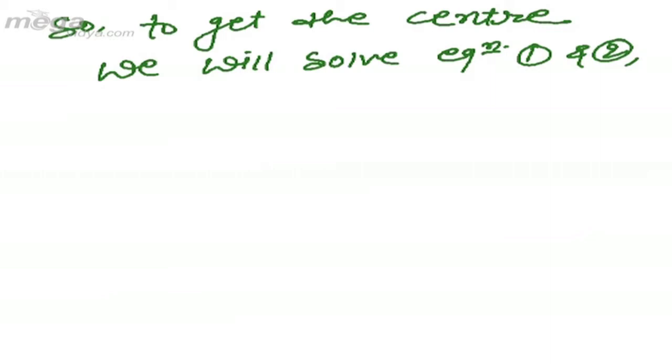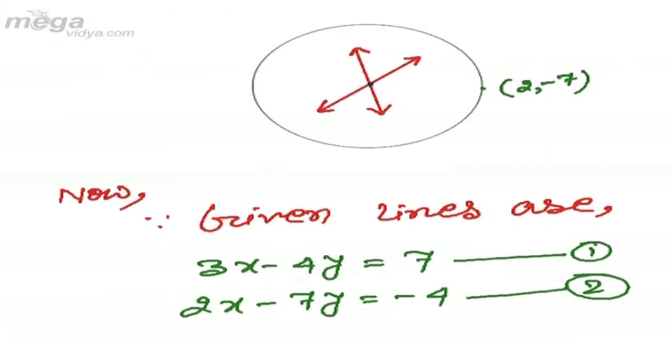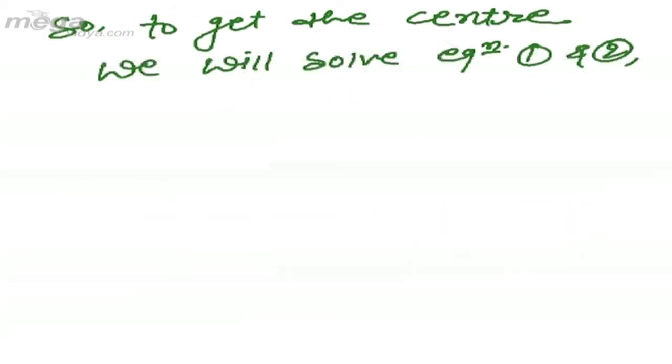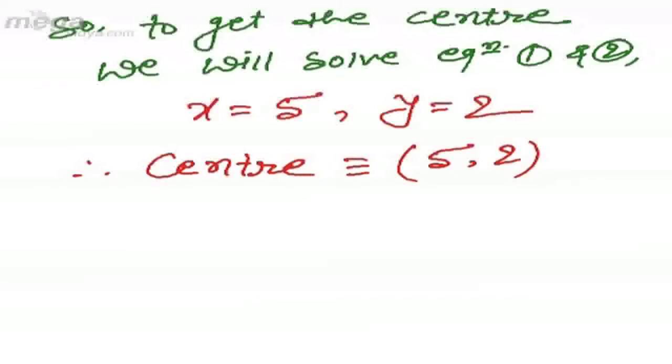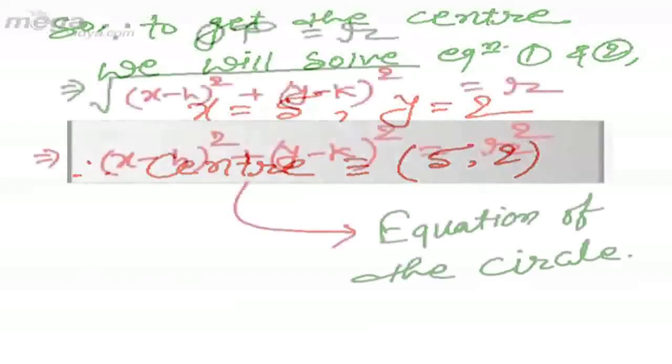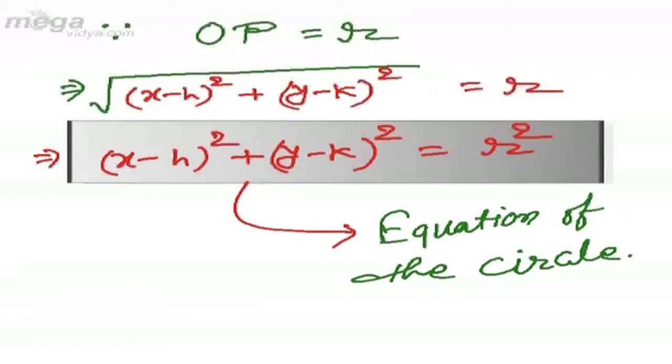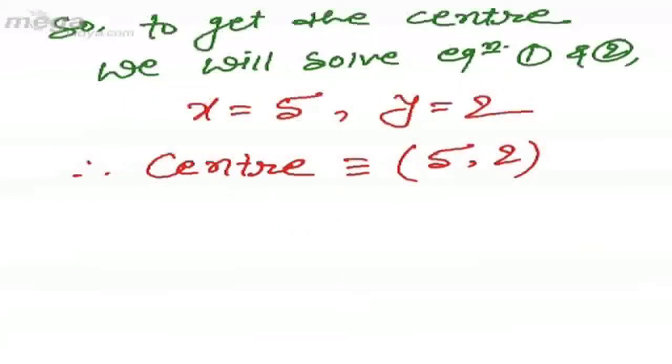Solving these two equations simultaneously, I am just writing here the solution: by solving these two we get x is equal to 5 and y is equal to 2. So therefore the center of the circle is (5, 2). Now you have to find out the radius, because you have the center. Once you get the radius, we can use this formula to get the equation of the circle. Now we will find the radius.